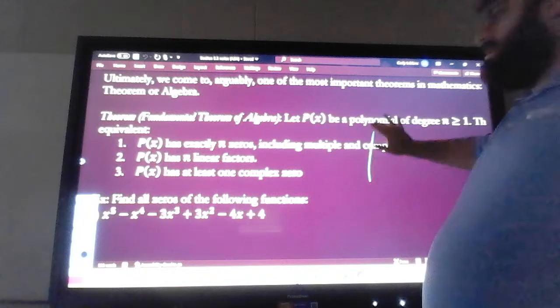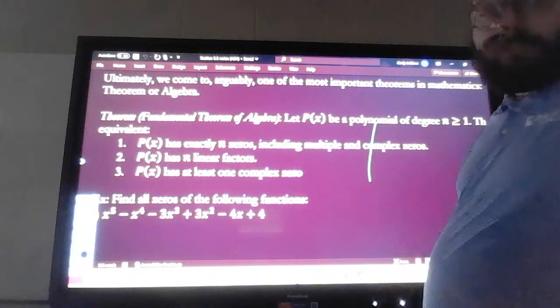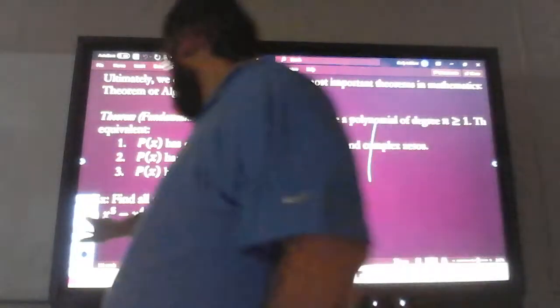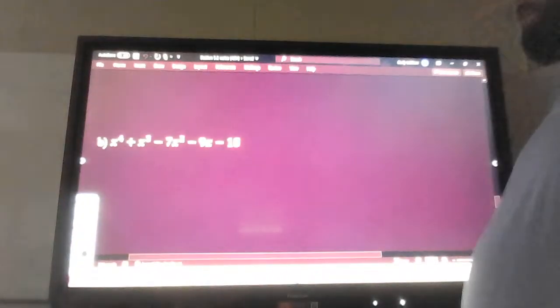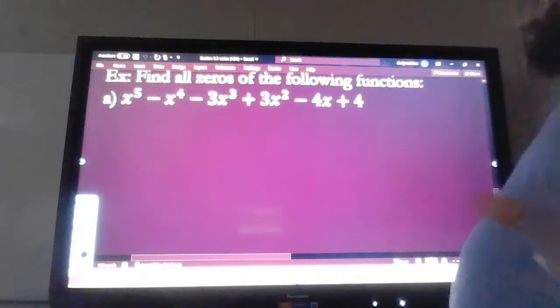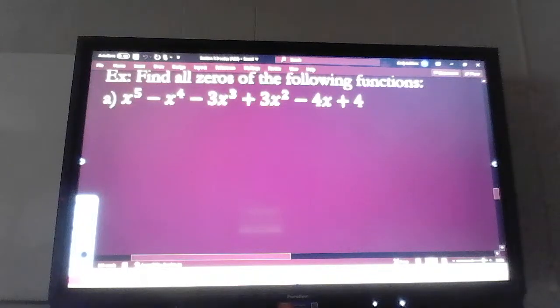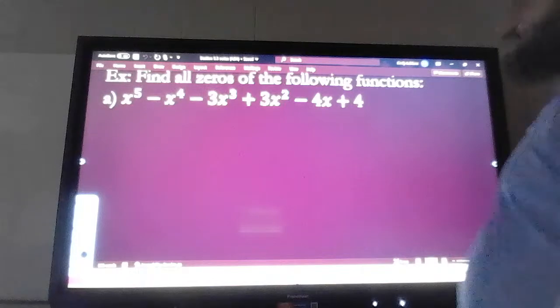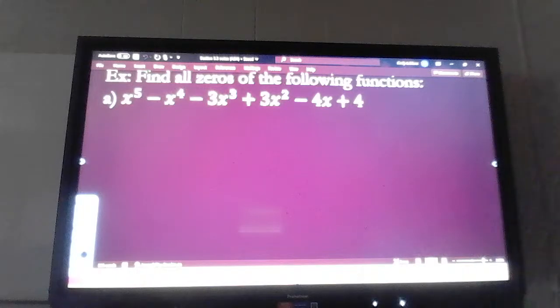All right, so let's do one. We'll do one final example. There are two of them here. I want you to try this one on your own, but for now we're going to finish off with this one right here. We're going to look for all of the zeros of that function, all the roots to the polynomial equation where this is the polynomial. X to the fifth minus x to the fourth minus 3x cubed plus 3x squared minus 4x plus 4.